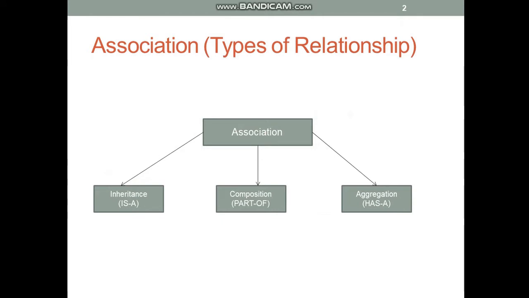Association means types of relationship. Association is basically linking between two classes. It can be subdivided into inheritance, which depicts an is-a relationship, composition, which depicts a part-of relationship, and aggregation. So association can be basically subdivided into inheritance, composition, and aggregation. We'll see one by one what you mean by that.